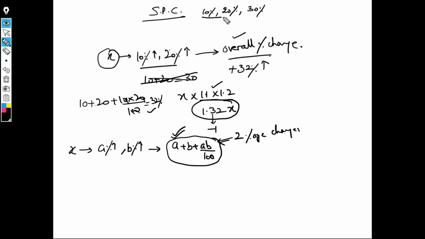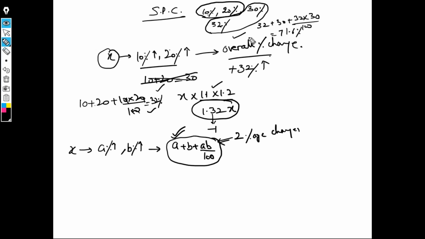You choose any two values out of the three. Let's say I choose these two. So 10 and 20 gives me an overall increase of 32%. We have already calculated. Now use the very same formula on 32 and 30. So the answer comes out to be 32 plus 30 plus 32 into 30 divided by 100, which is equivalent to 71.6%. Rishabh, it's 71.6.